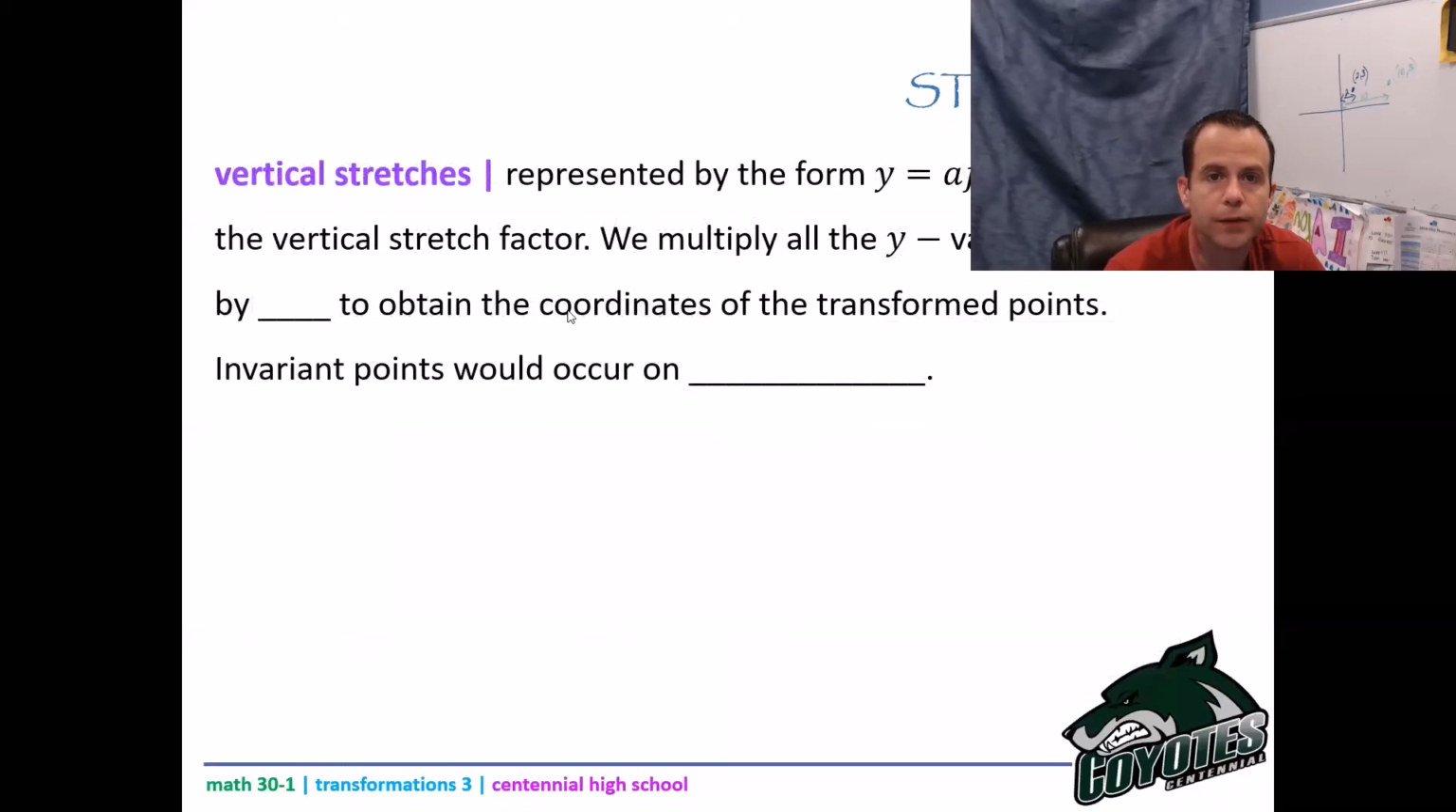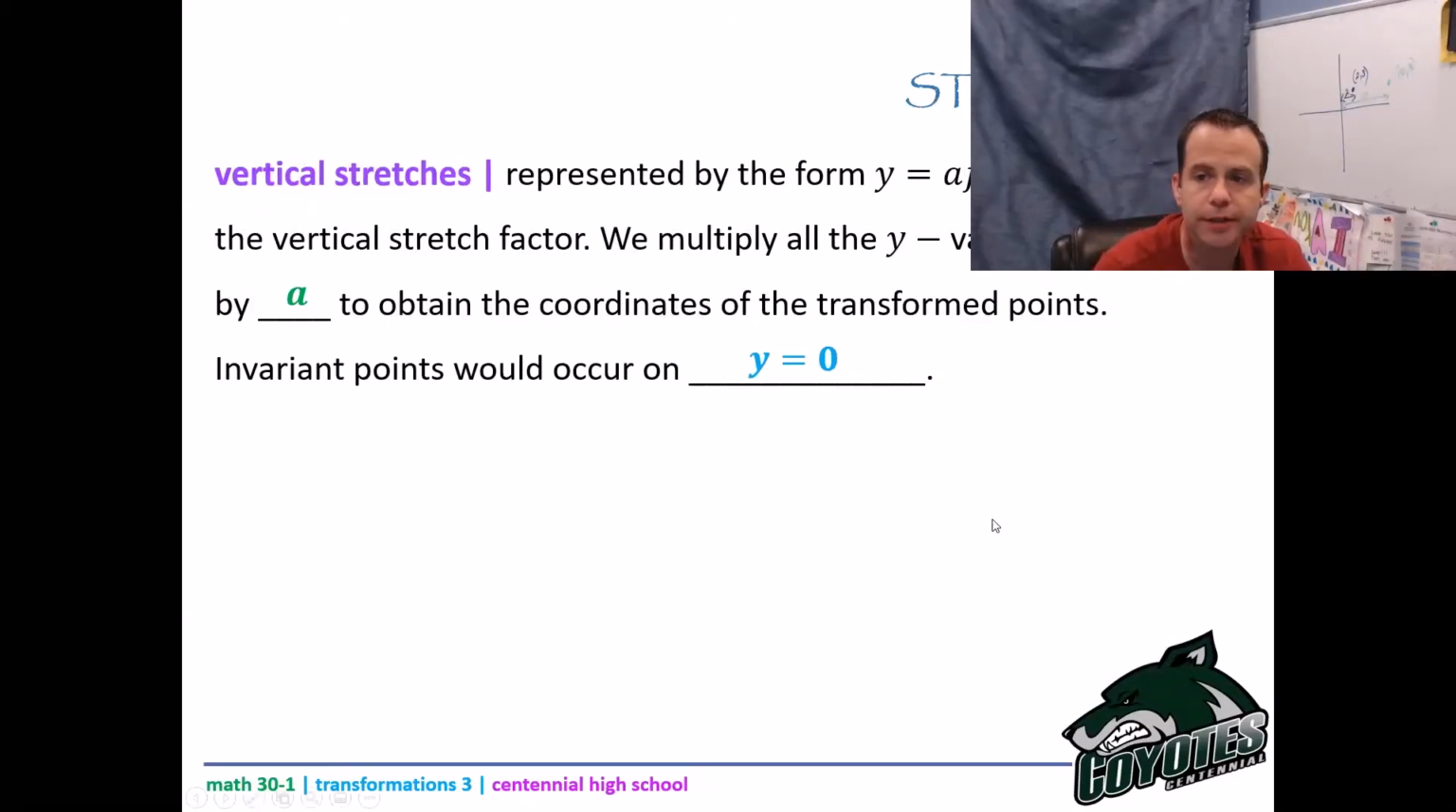Okay. So we'll fill in these blanks. Vertical stretches are represented by this a parameter. So we have an a in front of f(x), where a is the vertical stretch factor. We multiply all the y values by a to obtain the coordinates of the transformed points, and invariant points would occur on y equals 0.